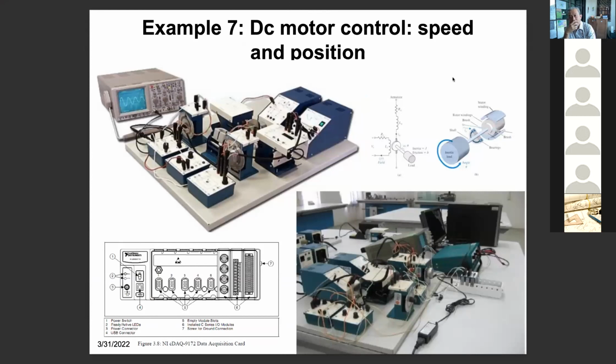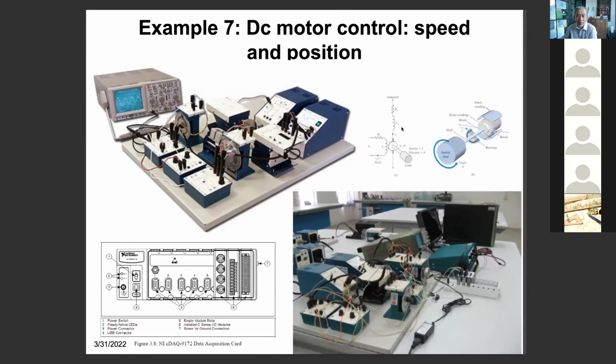And the DC motor control system for speed and position is also under our data for analysis in the system ID subject. DC motor open loop is first order, but when you apply a closed loop, it will be second order. But if you take the inductance as big or high, then the closed loop system will become a third order system. This one is also under consideration.